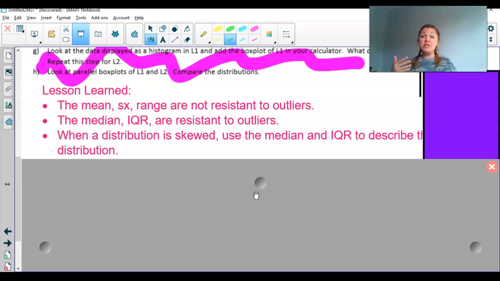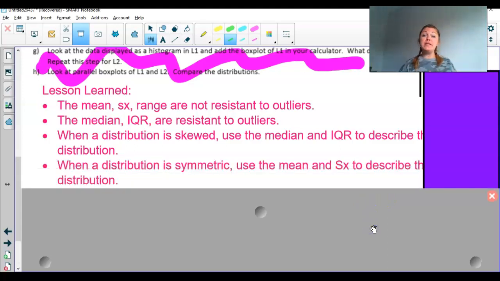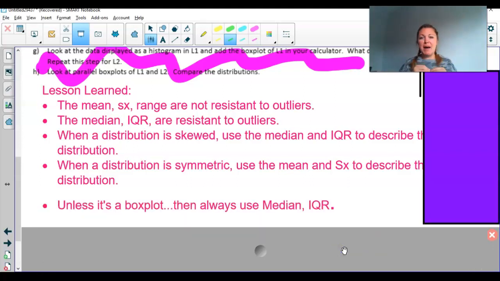When a distribution is skewed, use the median and the IQR to describe the distribution. When a distribution is symmetric, use the mean and standard deviation to describe the distribution. But finally, there's a catch. Unless it's a box plot, then you always use the median and the IQR to describe the distribution. With that being said, I want to do one comparison because that's just so important, okay? And then we'll be done for the day.